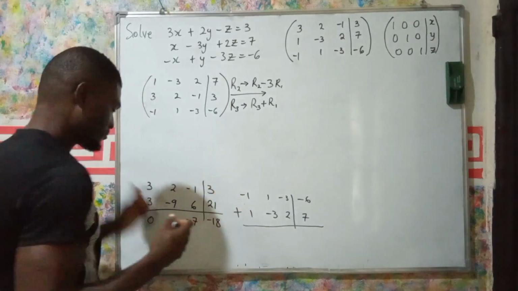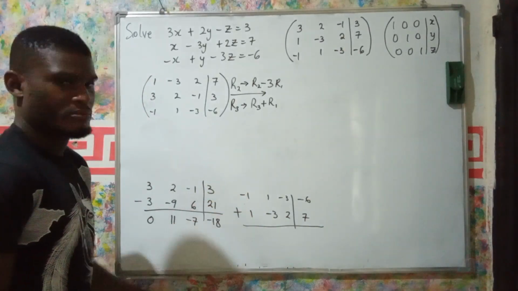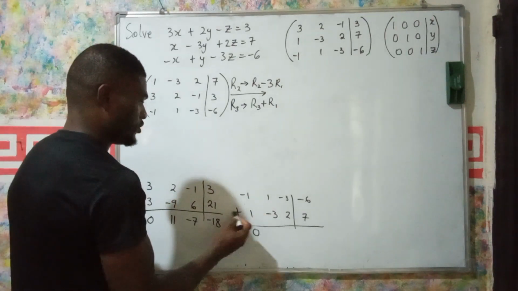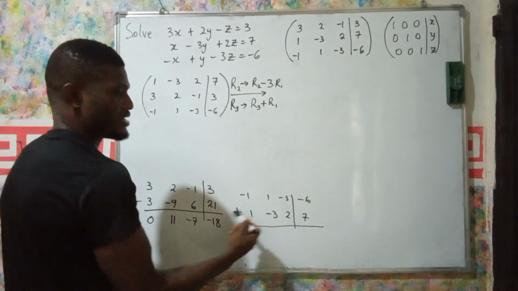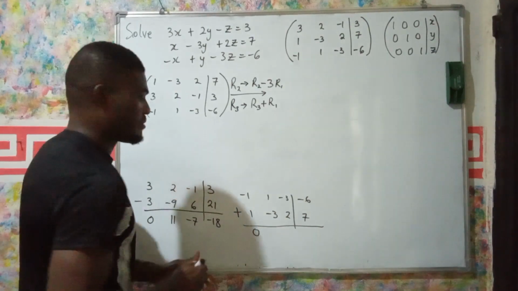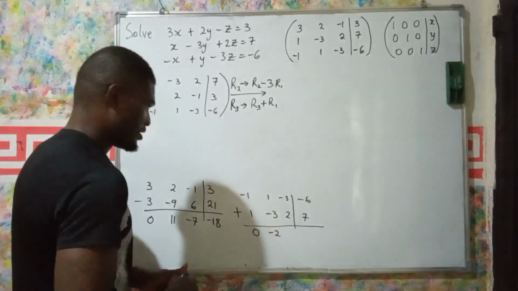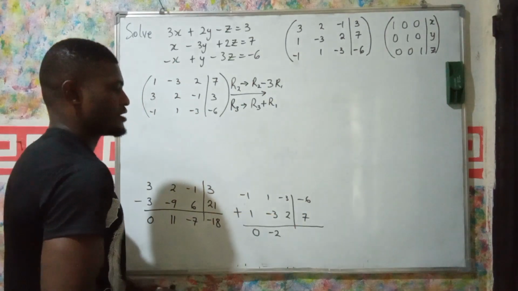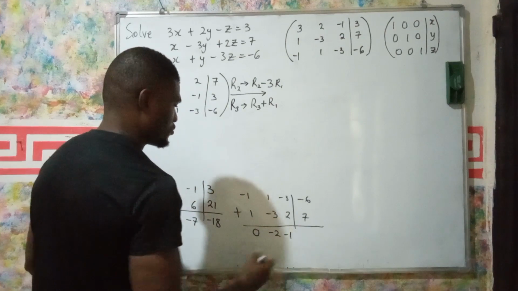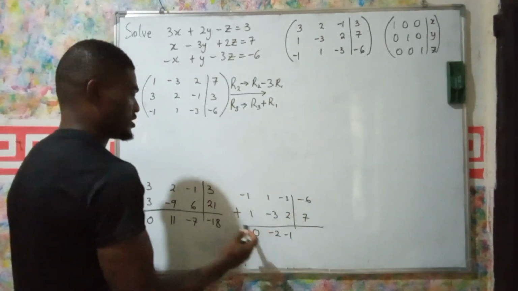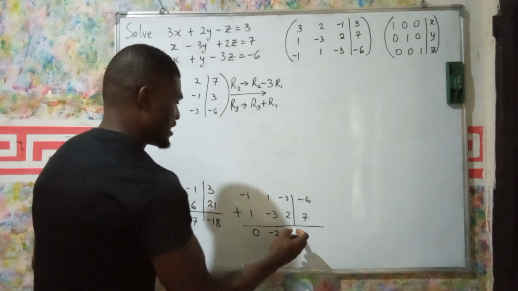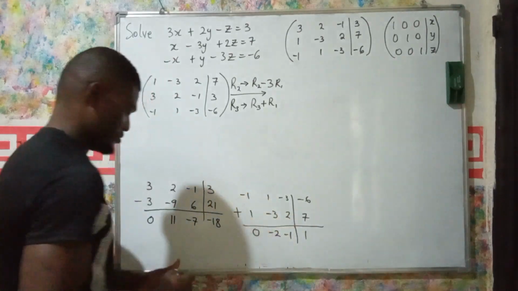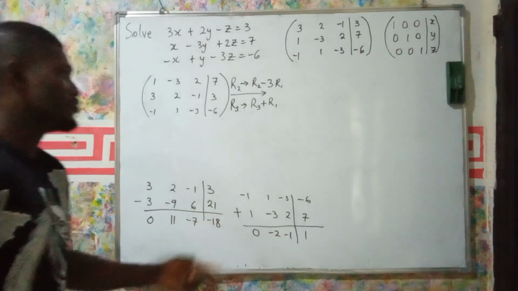Now we are adding. So we have minus 1 plus 1. Minus 1 plus 1 is 0. Here we have 1 plus minus 3. Plus minus is minus. So 1 minus 3 is minus 2. And here we have minus 3 plus 2. Minus 3 plus 2 is minus 1. And then we have minus 6 plus 7. Minus 6 plus 7 is 1. So this is going to be our new row 3.